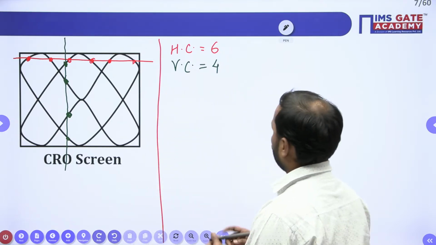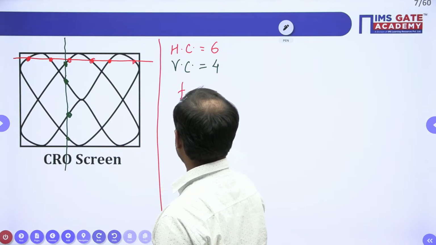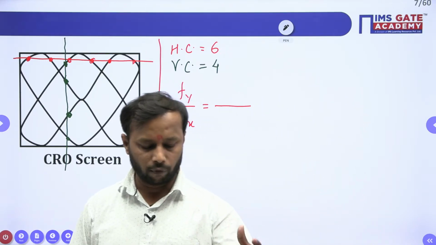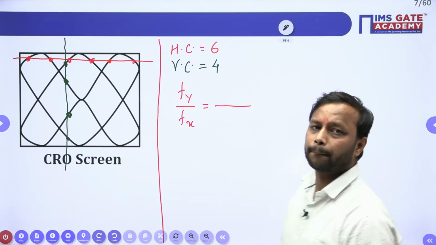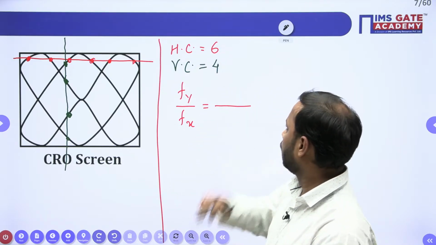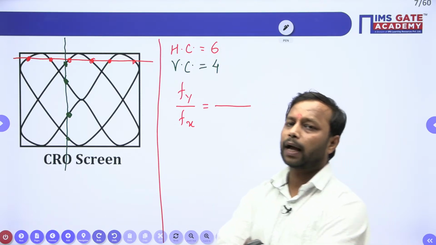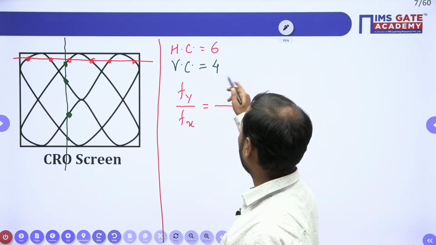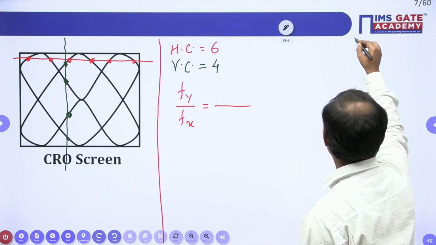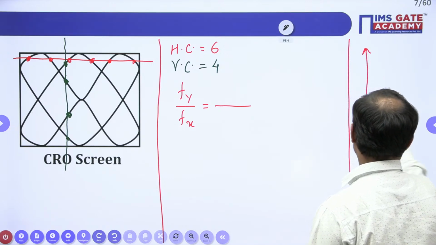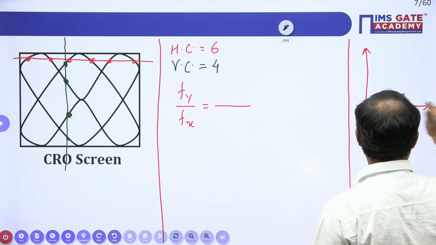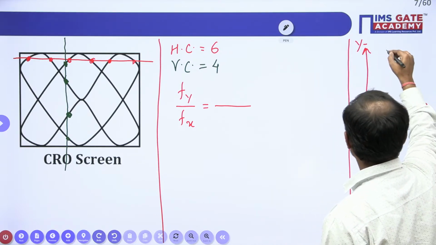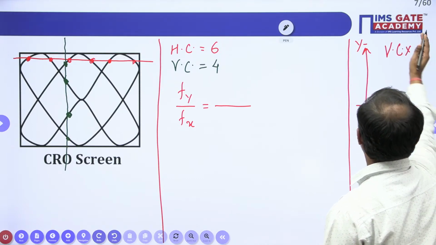Am I clear? Now here, Fy by Fx, this is the formula. In the numerator, will horizontal come or vertical come? Most of the time students get confused about this, so let me give you a good trick. This is an axis, and the horizontal we usually keep as the x-axis, and the vertical we usually keep as the y-axis. So this is horizontal, this is vertical. Vertical cuts into, let me write here.